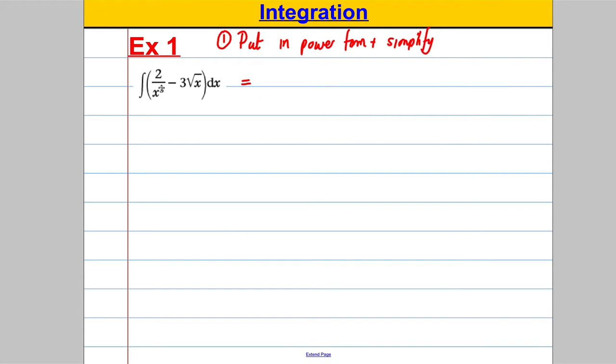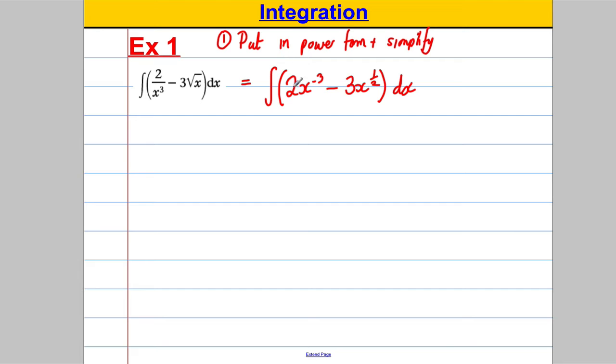So we're going to put each of these in power form. We're not integrating yet until it's in power. So keep the integral, keep the bracket. How do I write 2 divided by x cubed in powers of x? Well, I would write that as 2x to the negative 3. How do I write subtract 3 root x as powers? Subtract 3x to the power of a half. Close the bracket, keep the dx.